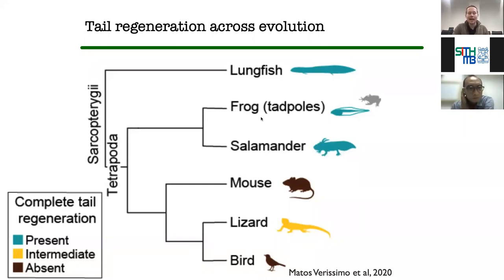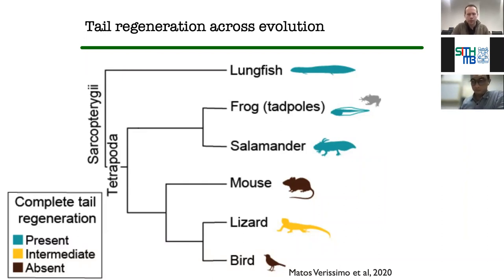If you want to find any other examples of complete tail regeneration, you need to look outside of the tetrapods. You can look into these really basal fish, these lungfish, and they are considered the precursors to the tetrapod lineage.